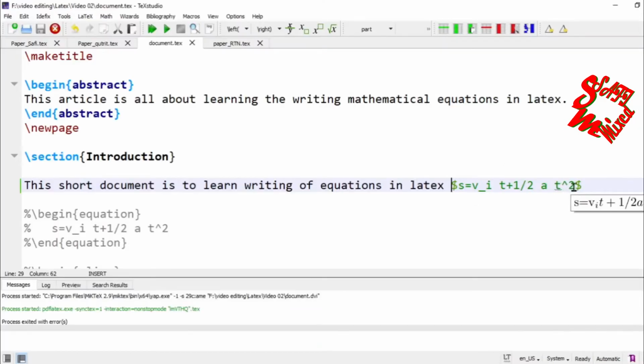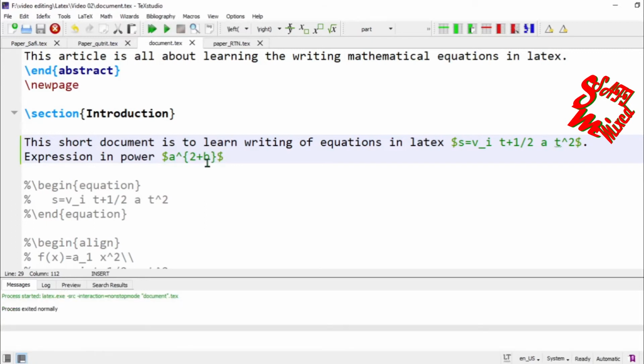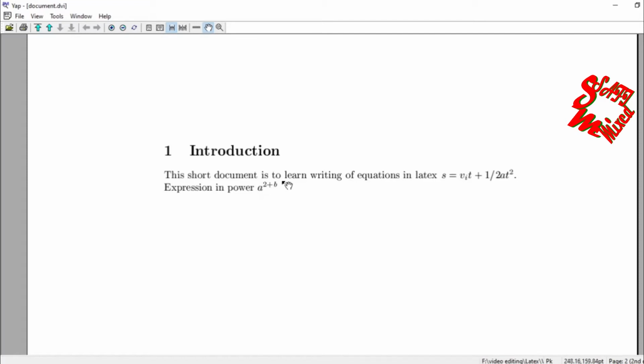Note that the power of t is inserted by the caret sign, which comes through by hitting the Shift 6 key on your keyboard. And the subscript of v is inserted by using the underscore symbol. If instead of a single entity, an expression is to be written in the power of the quantity, it should be enclosed inside curly braces. For example, I want to write over here a raised to power 2 plus b. So the power 2 plus b is enclosed inside the curly brackets. If I run this, a is raised to the power 2 plus b.